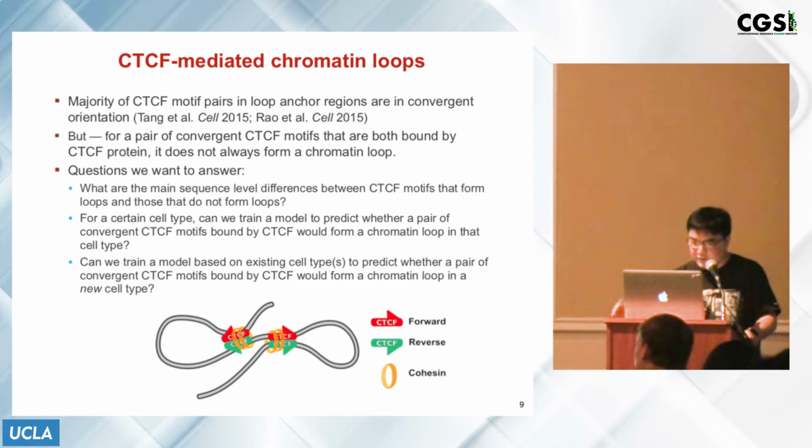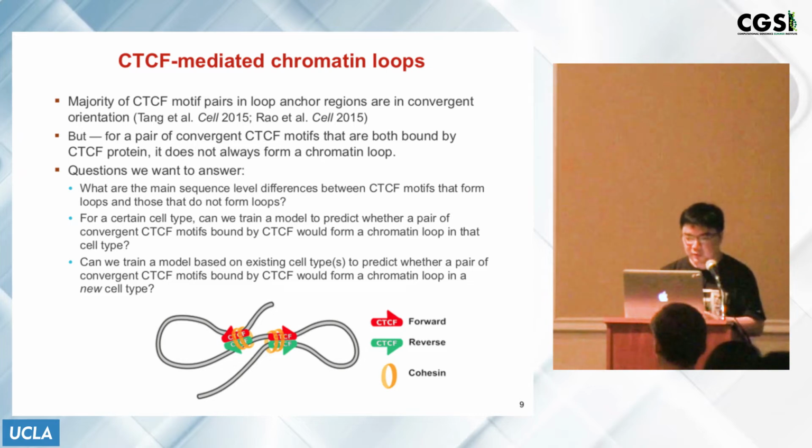So we also looked at these CTCF-mediated chromatin loops. As I mentioned, the majority of pairs are in convergent orientation. But a pair of convergent motifs that are bound by the CTCF protein does not always form a chromatin loop. So the question is, if I give you a pair of convergent CTCF motifs, can you predict if they're going to form a loop or not? The questions we want to answer here are: what are the main sequence-level differences between the CTCF motifs that form a loop and those that do not? And second, for a certain cell type, can we train a model that predicts those loops given a convergent pair of motifs?